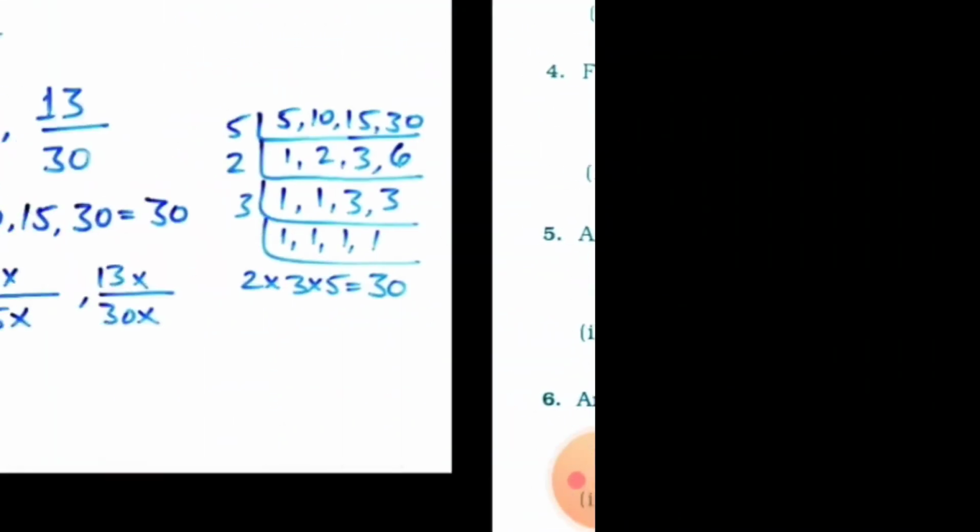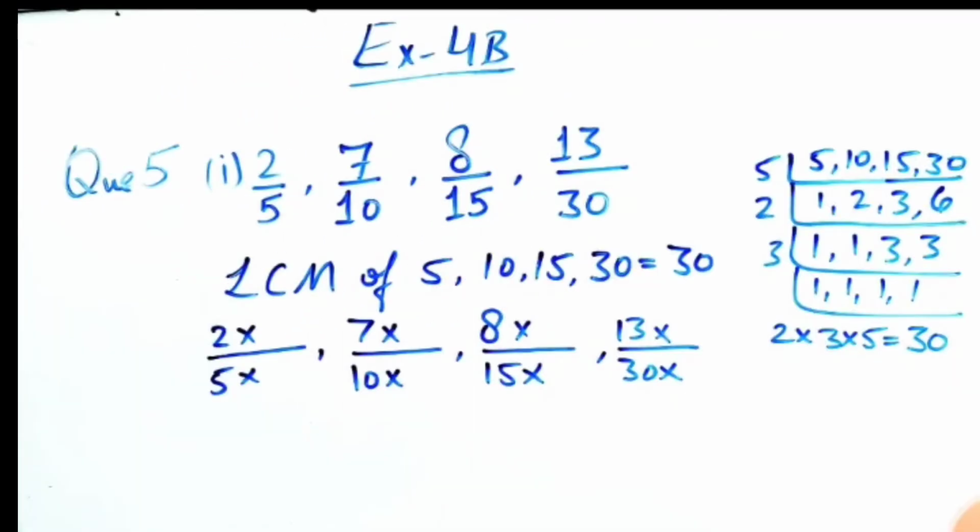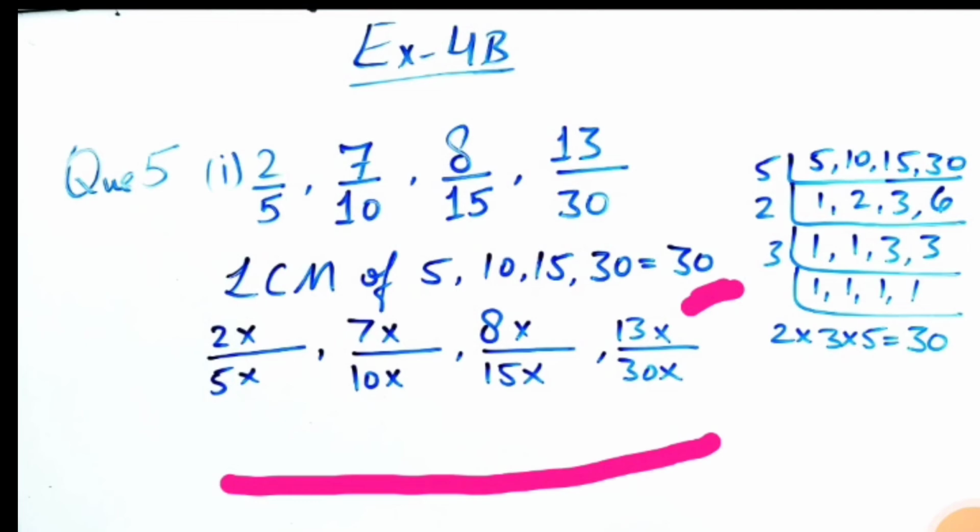Question number 5, first one: 2 by 5, 7 by 10, 8 by 15 and 13 by 30. First we will find the LCM of all the denominators. It is 30. And then we'll write all the numbers, make multiply signs both up with the numerator and denominator, and then we'll think what should be multiplied with the denominator to make it equal to LCM.